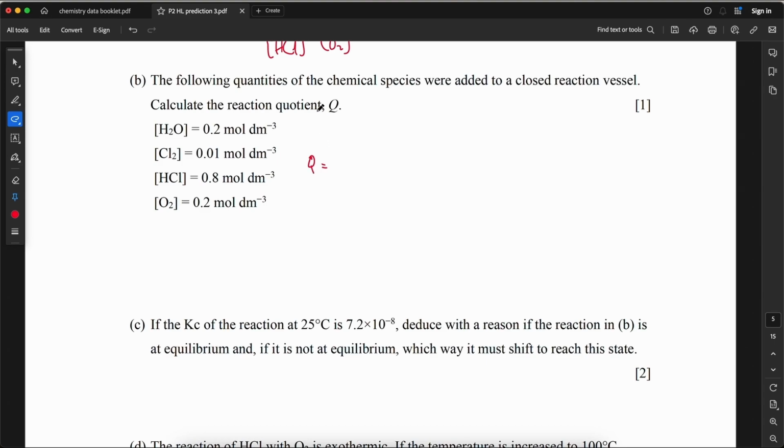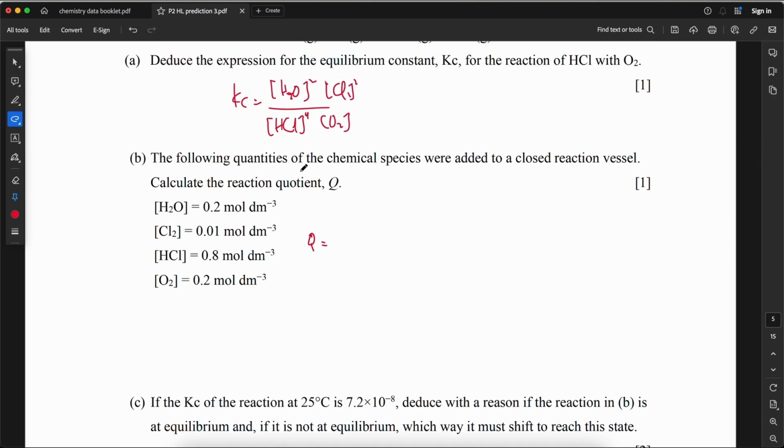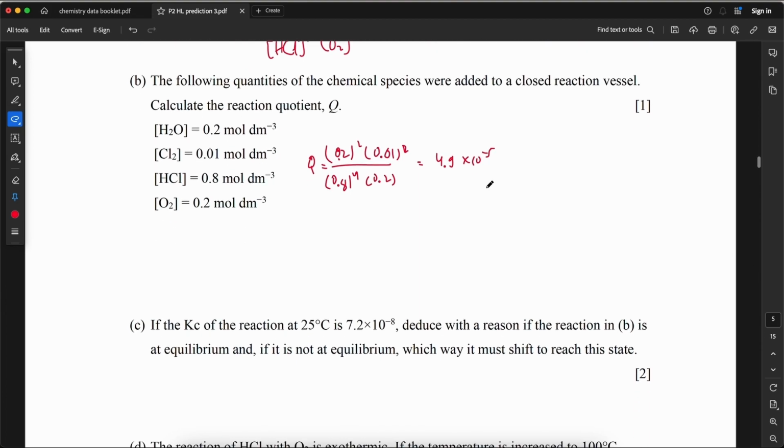So I would just plot the number. Yeah, it will be the same like this. So that would be 0.2 squared times 0.01 squared. Okay, and then 0.8 to the power 4 and 0.2, that would be 4.9 times 10 to the power -5.